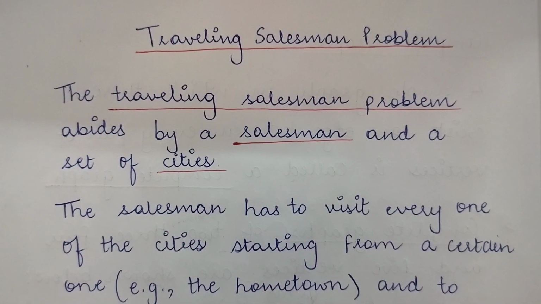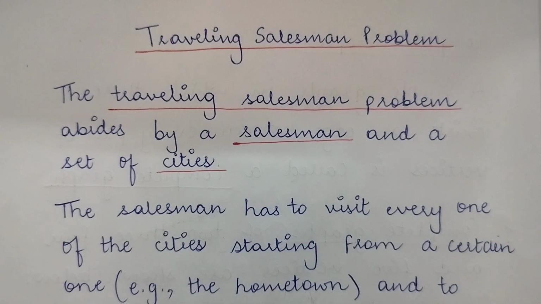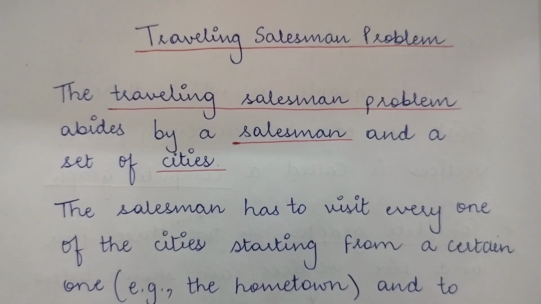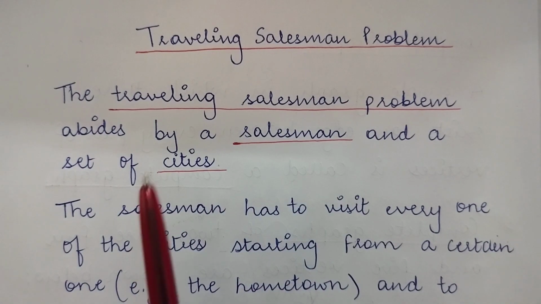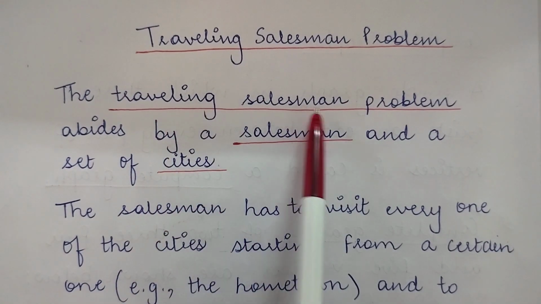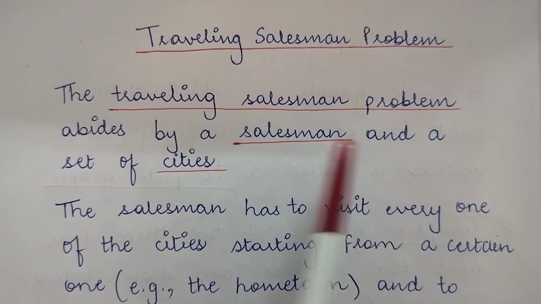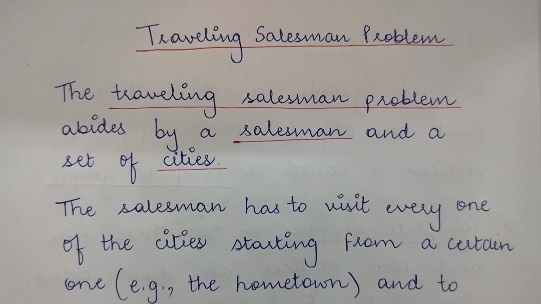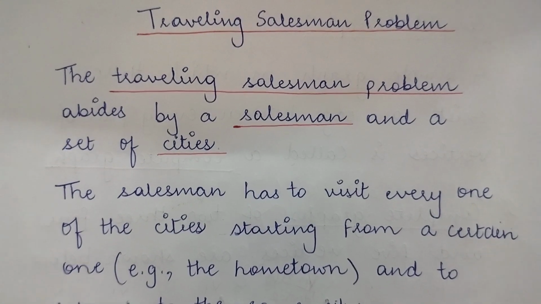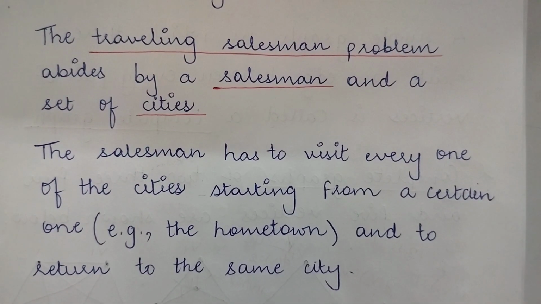Hi everyone, today we are going to study the traveling salesman problem in graph theory. So what does this traveling salesman problem say? Basically, the traveling salesman problem involves a salesman and a set of cities. So we assume a situation wherein there is a salesman and he has to reach a particular city beginning from his hometown.